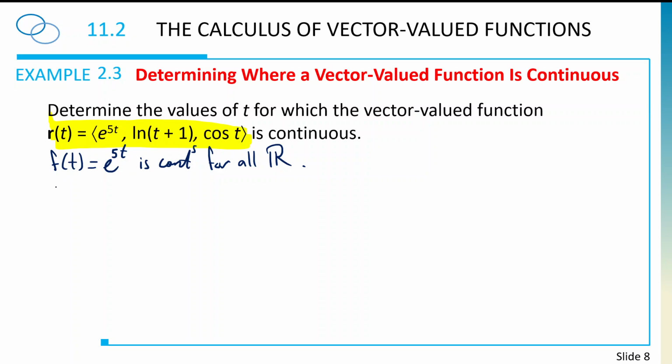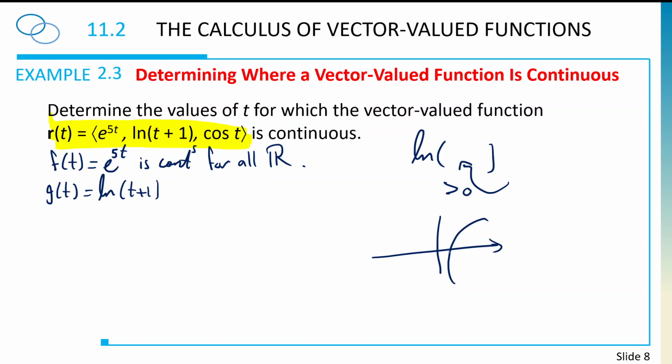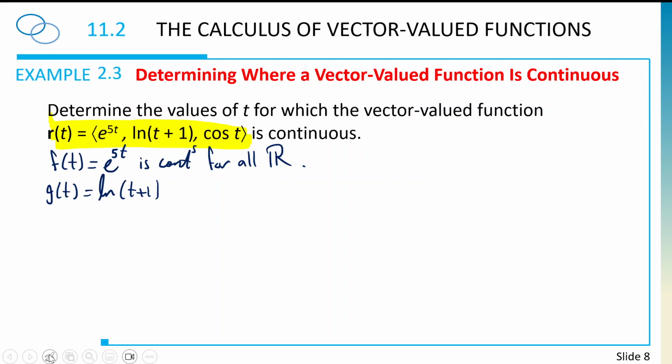Now I'll move to the second function, g of t, which equals ln of t plus 1. The ln or the log functions have something special: anything inside the ln or the log should be greater than 0. This is the only time that it's defined. Remember the graph of ln of x, it's defined only for positive x. So whatever is inside the ln should always be positive. So the domain is only where t plus 1 is greater than 0.